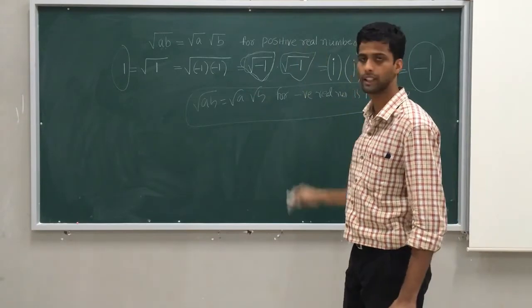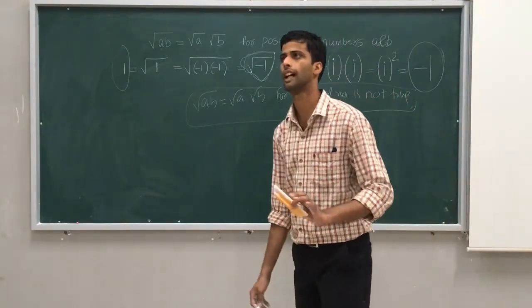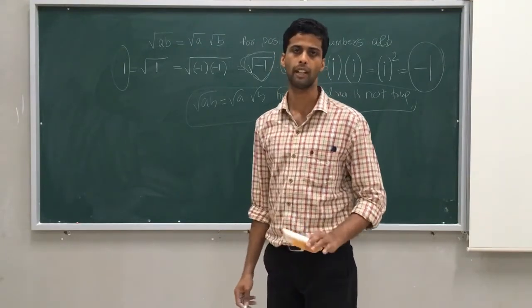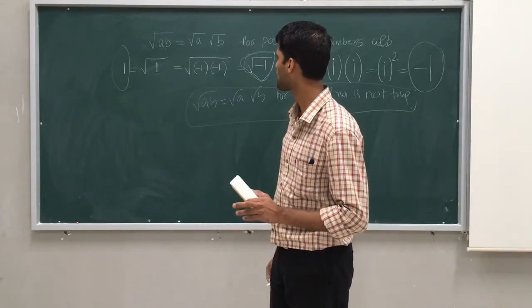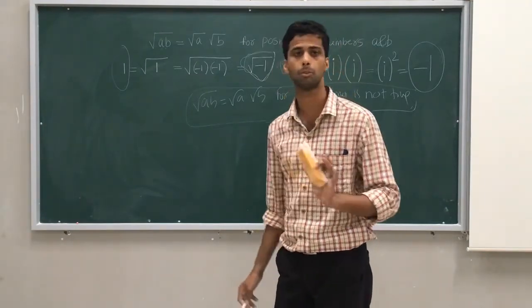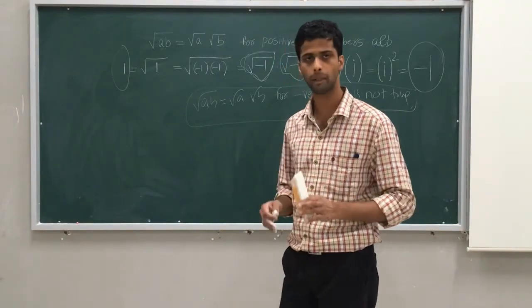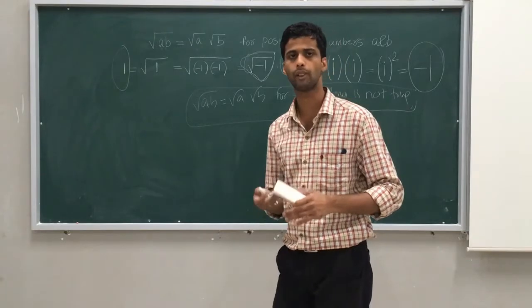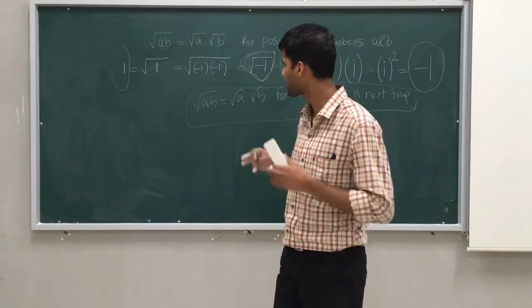Now I will give one exercise just to think whether it is valid for one positive, one negative. Say for example, root AB equals root A into root B. Whether it is valid for A more than 0, B less than 0, or A less than 0, B more than 0. Just think on it. Understood? So it all depends on how you will develop your theory. Now this is the content I want to tell you.